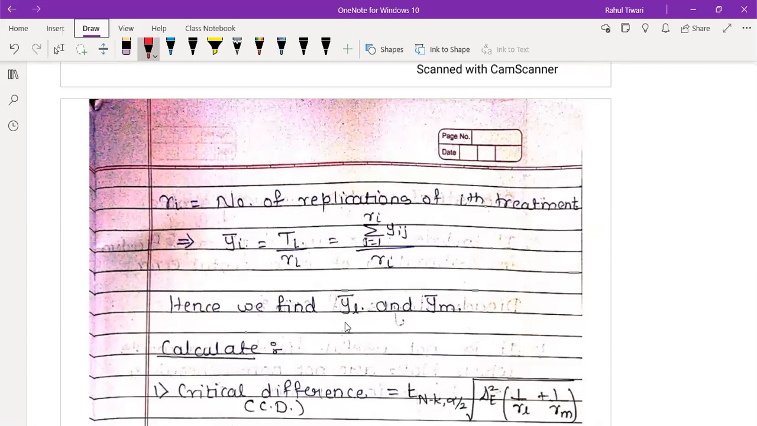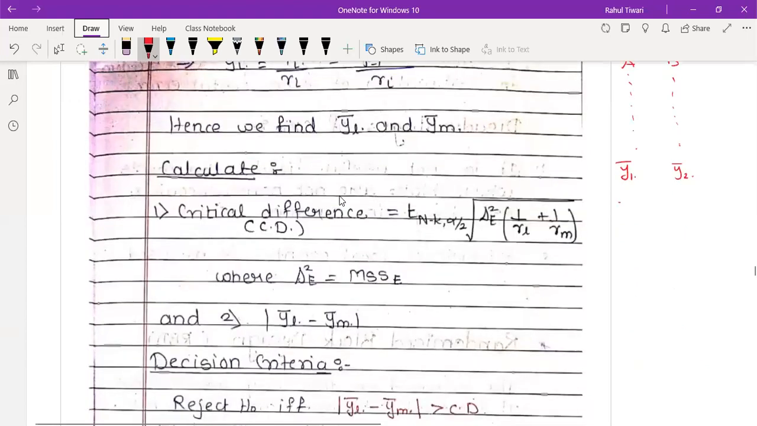So basically we have data with us, and then we are finding these. For example, you have a treatment A and you have been given this data, and treatment B, we have been given this data. Based on this, you can find Y bar 1 dot. Based on this, you can find Y bar 2 dot, like that. And you want to compare whether this particular Y bar L is equal to Y bar M or not. So what you have to do is calculate the critical difference.